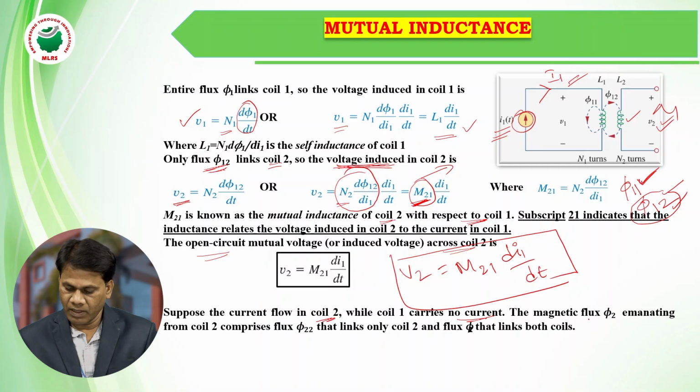The magnetic flux phi 2 emanating from coil 2 comprises phi 22 and phi 21. Phi 22 is the flux linking with coil 2. Phi 21 is the flux linking with coil 1 due to the current in coil 2. So these are the fluxes.